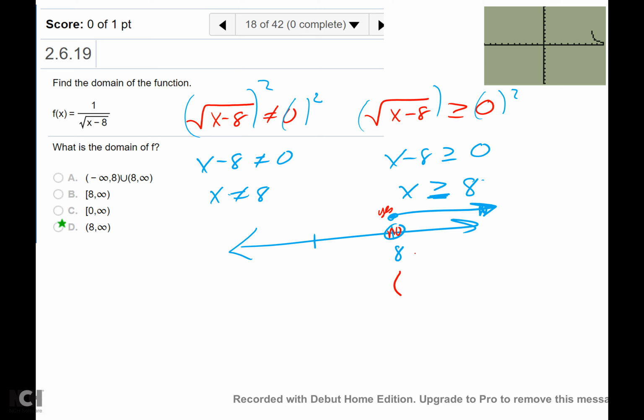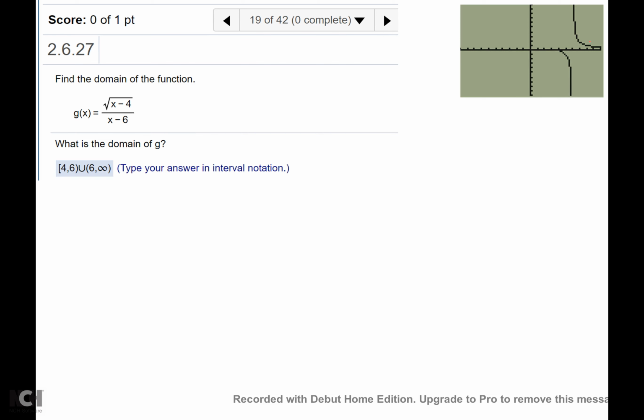Sorry, I should have done this. For the first one, I could color everywhere else. For the second one, just in blue. So where there's blue and red is here, which goes from 8, doesn't include it though, because the no outweighs the yes, and it goes to infinity. And you can see the graph. This thing doesn't even start until 8, and then it goes on.